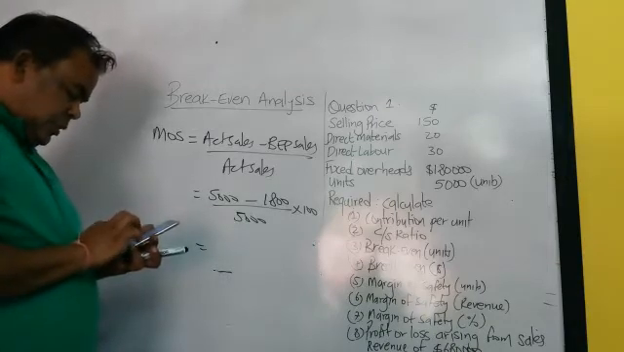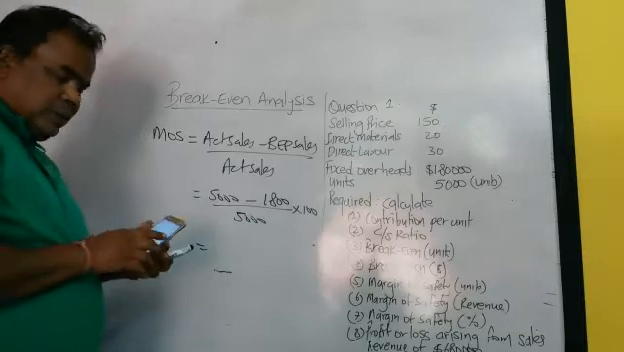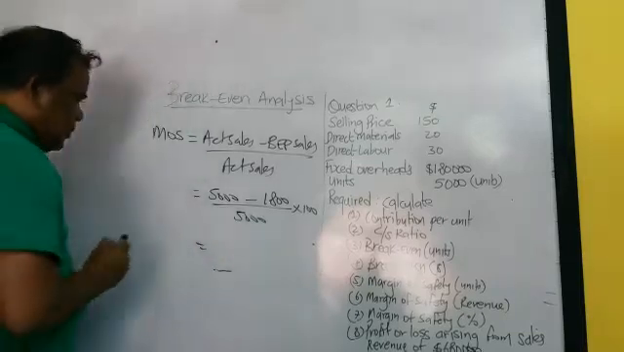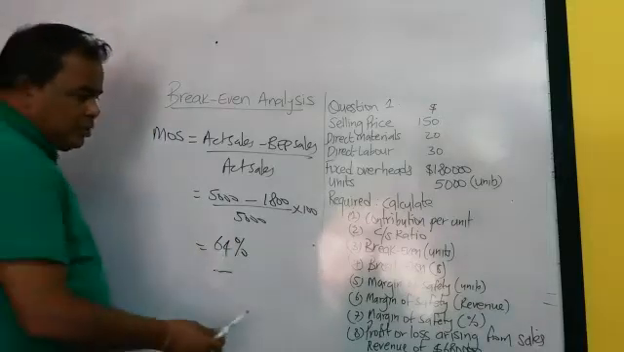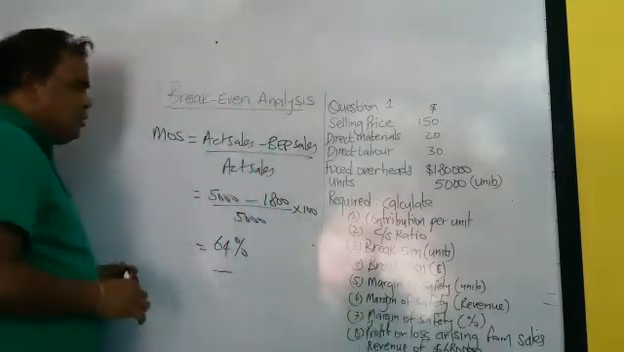Over 5000. This will give us 64%. 64% to calculate margin of safety as a percentage.